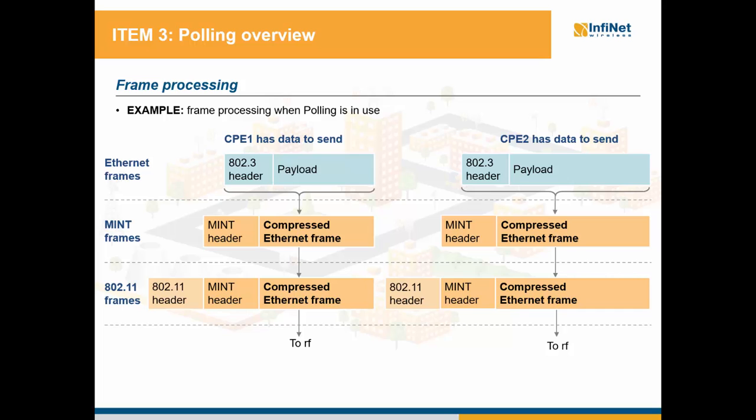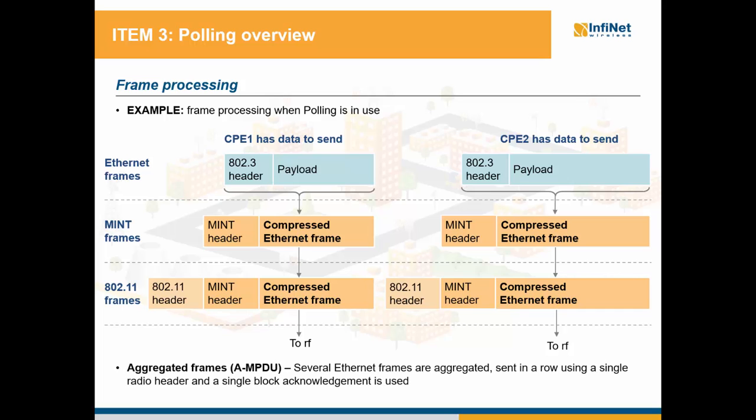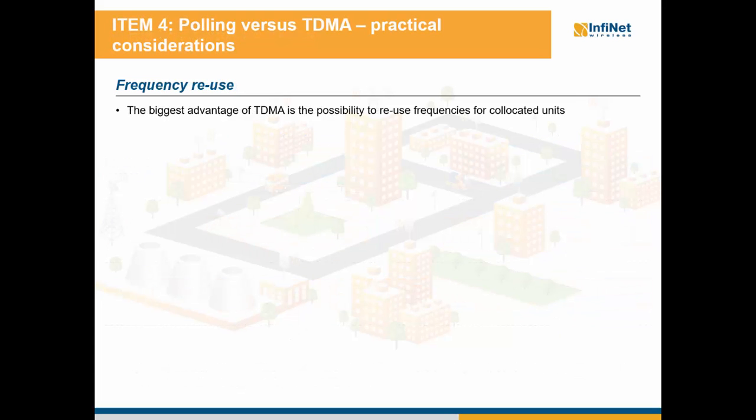Because of the long radio headers and the wasted time for acknowledgements of single frames, the concept of aggregated frames was of course introduced. Several Ethernet frames are aggregated and transmitted in a row using a single radio header, and a single block acknowledgement will be sent to the air. And now let's have a look at some practical considerations using either polling or TDMA.